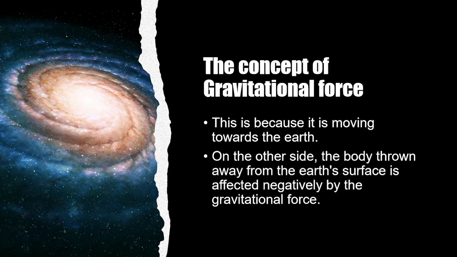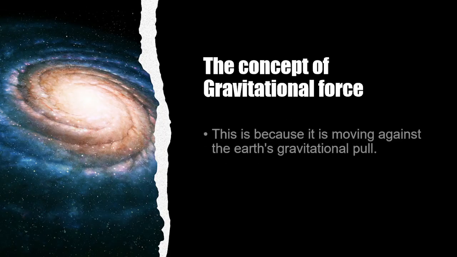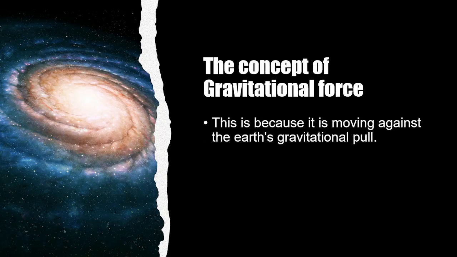On the other side, a body thrown away from the Earth's surface, that is, a body trying to move away from the Earth's surface, is affected negatively by the gravitational force. So one is a negative impact, the other is a positive impact. This is simply because it is moving against the Earth's gravitational pull or force. When the body moves against the pull, it is affected negatively, but when it moves towards the gravitational pull, it is affected positively by this gravitational force.